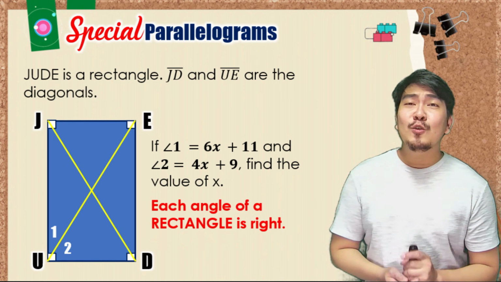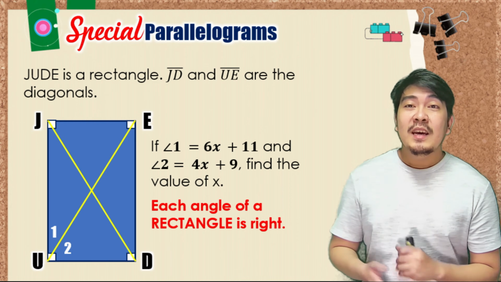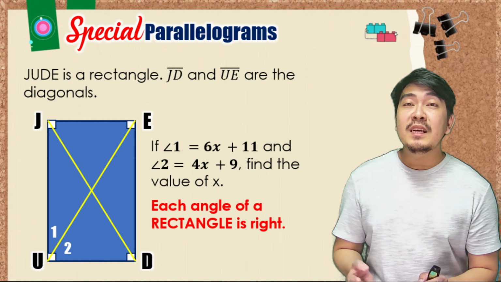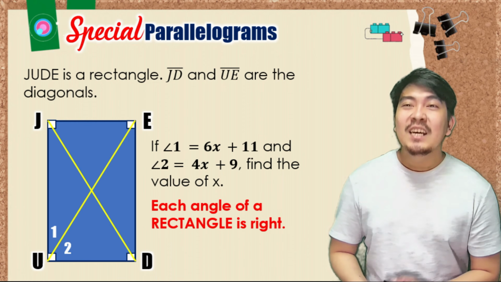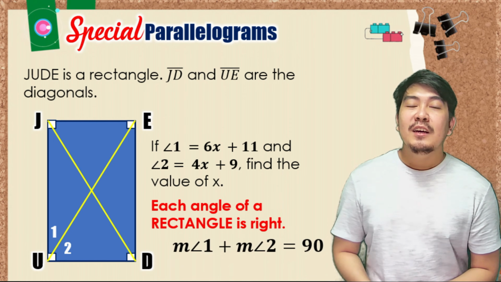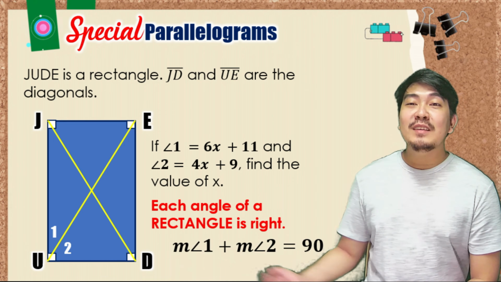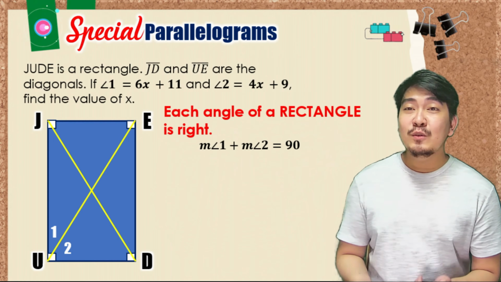Angle 1 and angle 2 are complementary angles. Bakit sila complementary angles? Because each angle of a rectangle is right. So complementary meaning kapag i-add natin yung dalawang angles, the sum must be 90 degrees. Yan. So we have measure of angle 1 plus measure of angle 2 is equal to 90. So let us now have the solution.